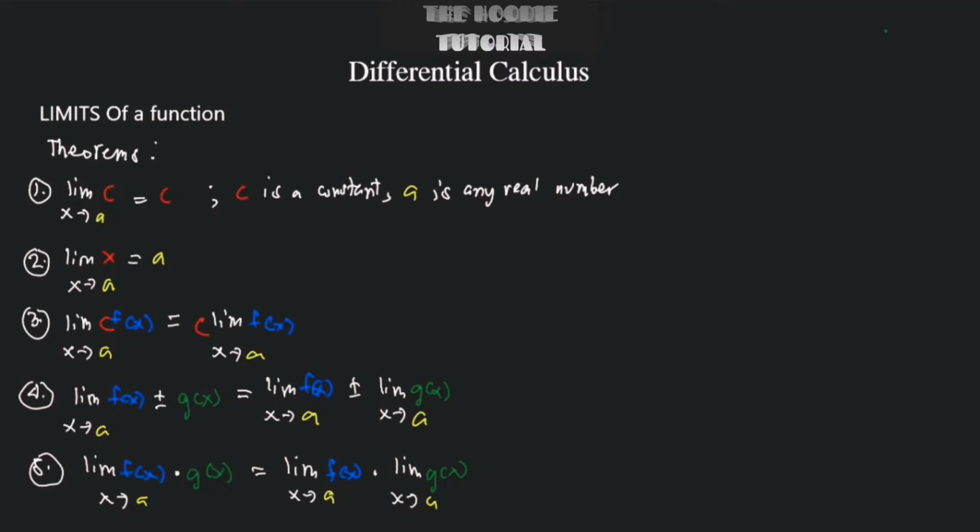So let's go to theorem number 6. Let's put 6 right here. Theorem number 6 is the division of a function. So how do we evaluate the limit of two functions that are being divided? Let's say that the first function is f of x, divided by the second function, let's say g of x, as x approaches a. So how do we evaluate this?